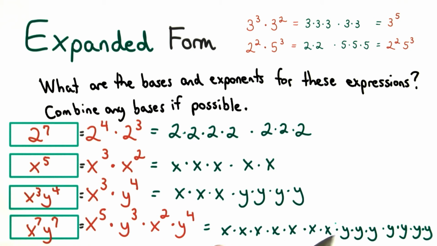Now this is a little bit easier to see. I have x to the 7th and y to the 7th. So these are the most simplified expressions with exponents.